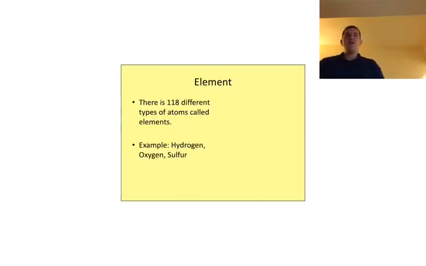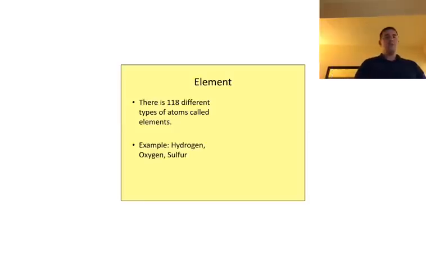So guys, another word for atoms is elements. Some of you have noticed that I have a periodic table in the back of my classroom. And if you were to count every single one of those boxes, you would see that there's 118 different boxes within the periodic table in my classroom. Each little box represents a specific type of atom or element. Examples of elements are hydrogen, oxygen, and sulfur.